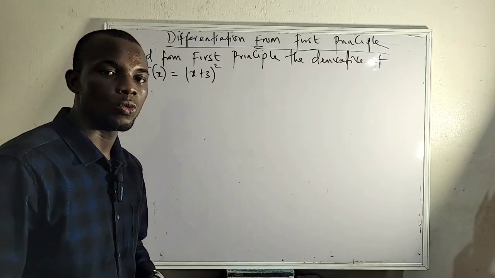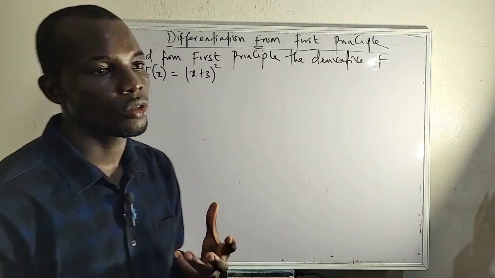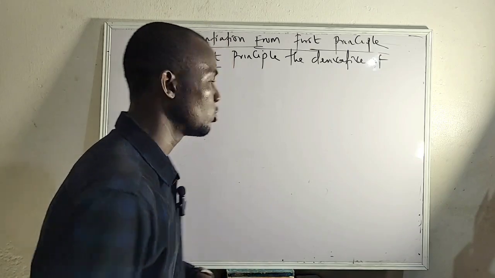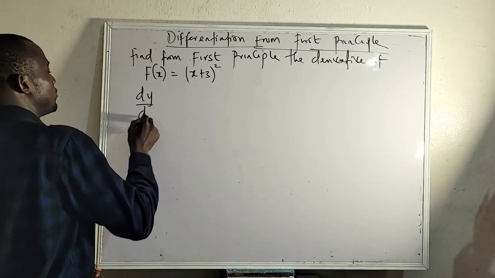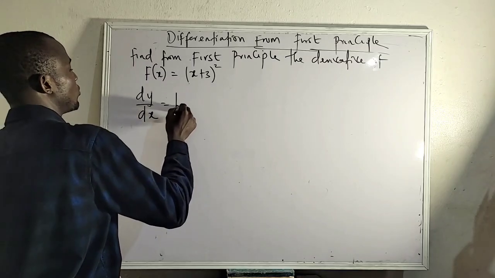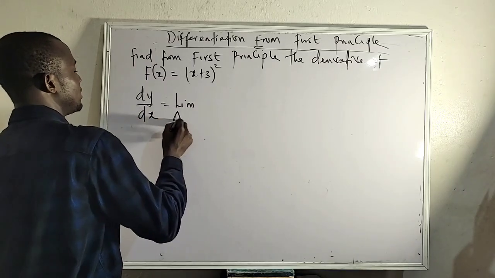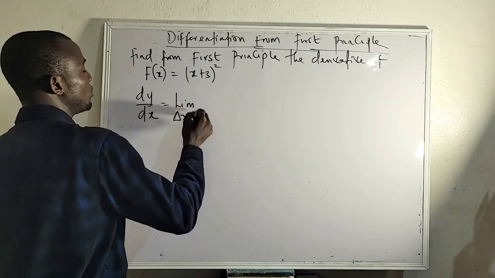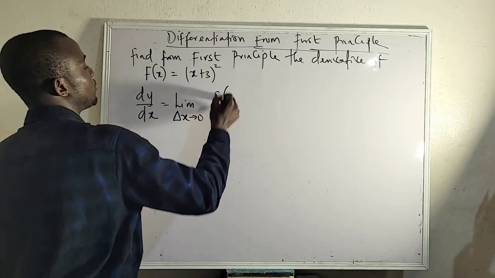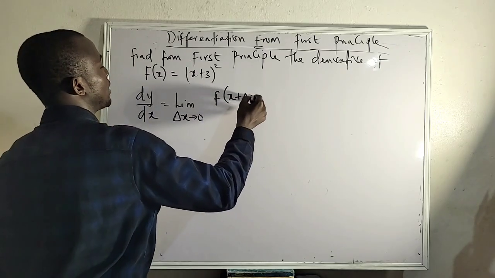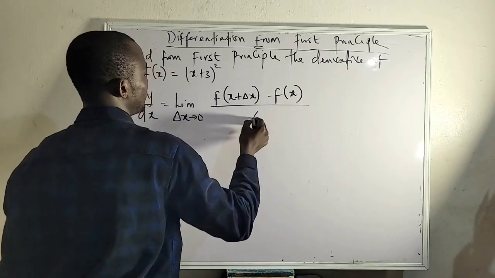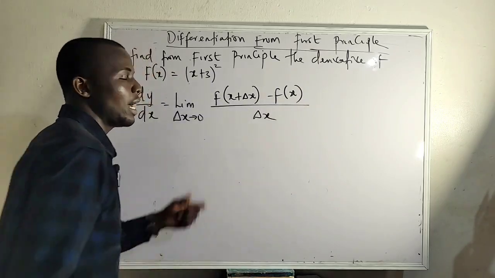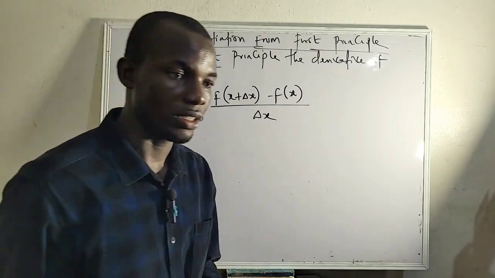Now the first thing you want to do is write down the equation. So we have dy over dx will be equal to the limit as change in x approaches 0 of f of x plus change in x minus f of x, divided by change in x. So that's basically what you want to write first.